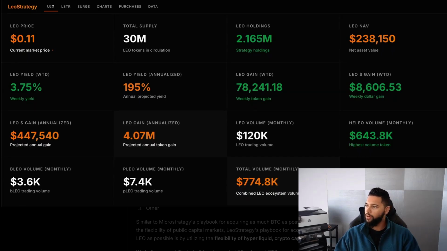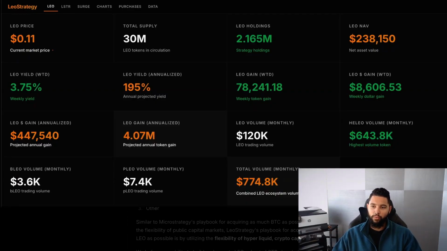And by the way, if you look at this website and compare it to MicroStrategy's website, you can see that LeoStrategy is not trying to reinvent the wheel. They have taken this very simplistic approach that MicroStrategy has done, and now they're applying it to LEO. So LEO yield is the same thing that MicroStrategy calls BTC yield, which is essentially how much LEO per share you are adding to the LeoStrategy balance sheet.